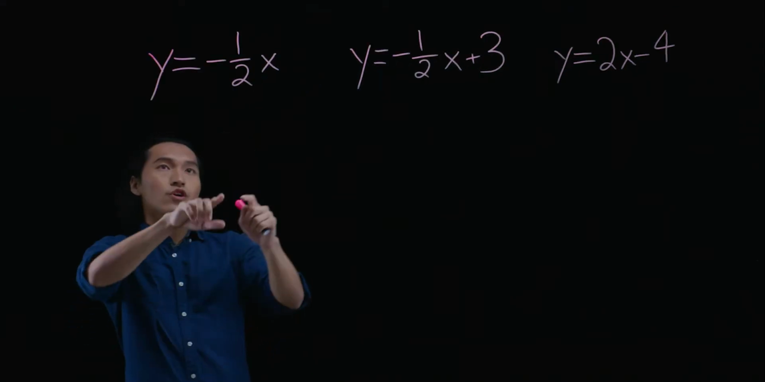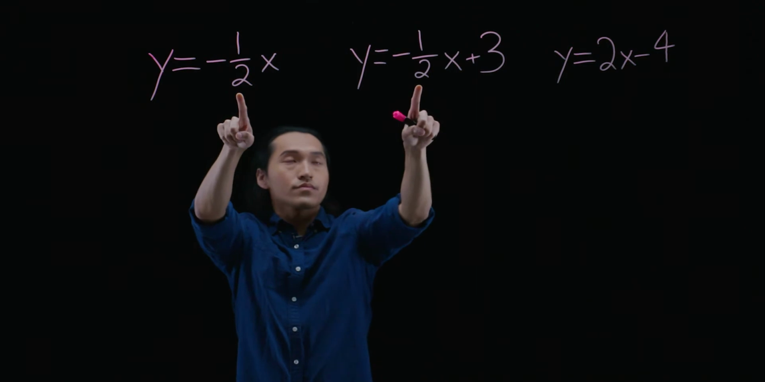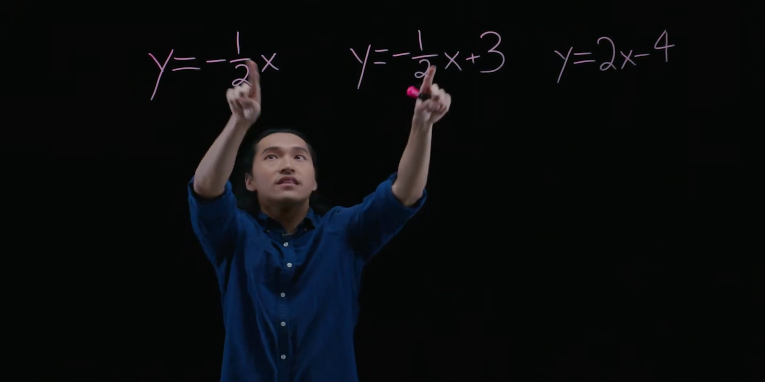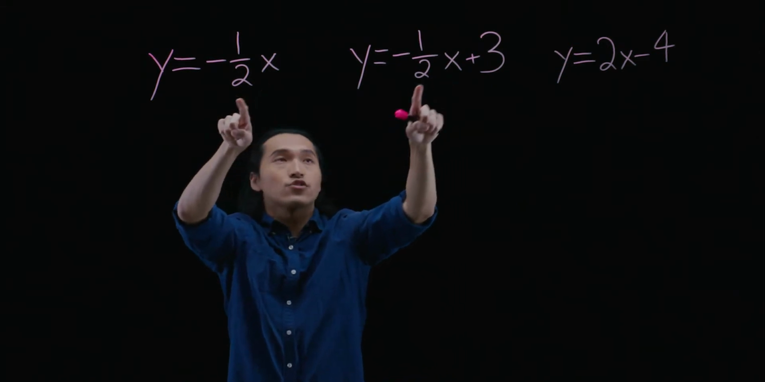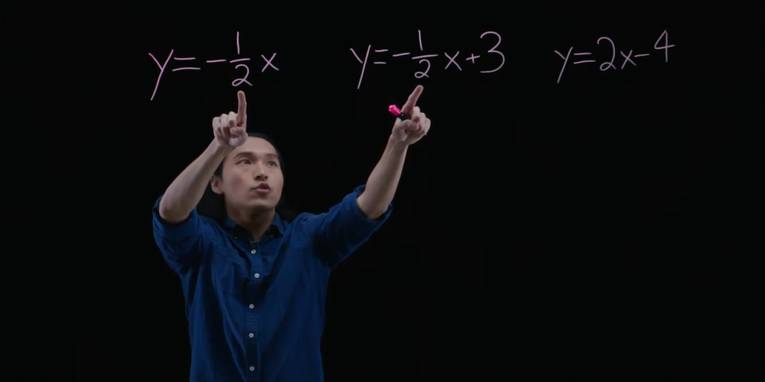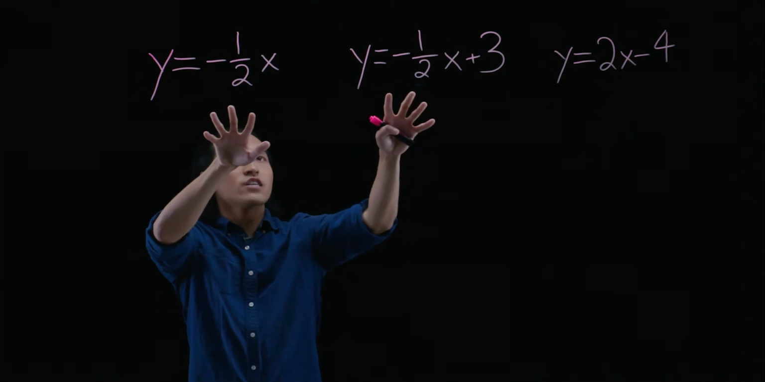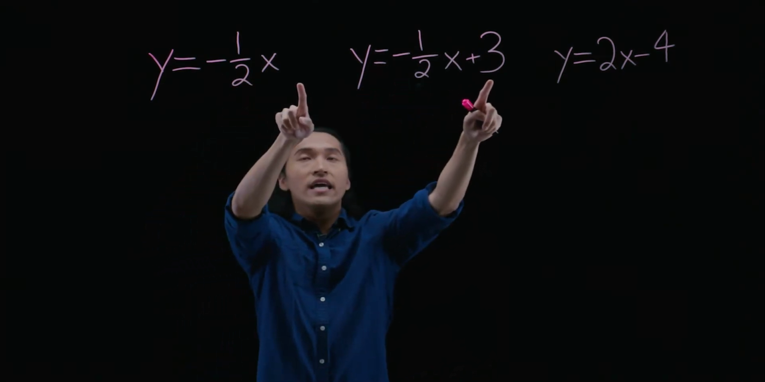So as we recall from earlier, if we look at these two numbers, the negative 1/2 is the slope. This is the m because it is the multiplier of the x. This is what's multiplying the x, so this is the slope. And since both of these have the same slope, negative 1/2, that means these two functions are parallel because the slopes are the same, but their y-intercepts are different.